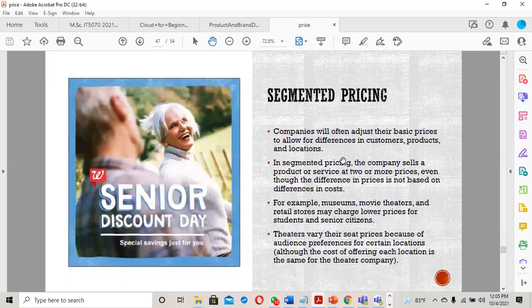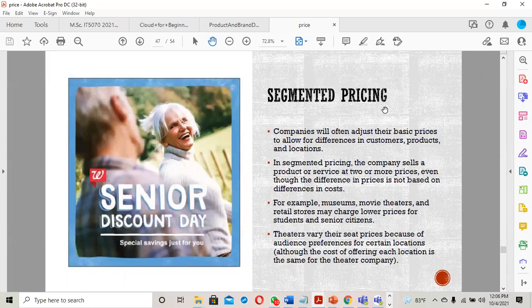And when you go to the museum, from the senior members in the society, they might charge a lower price. And from students, they have a special price that is lower. Then from the others, they are going to charge the regular amount. So that is segmented pricing. And this segmentation is not dependent on the cost. It has nothing to do with the cost. It's just something that finally makes you feel good. It really makes you feel good.